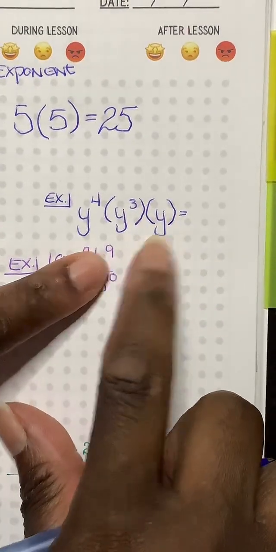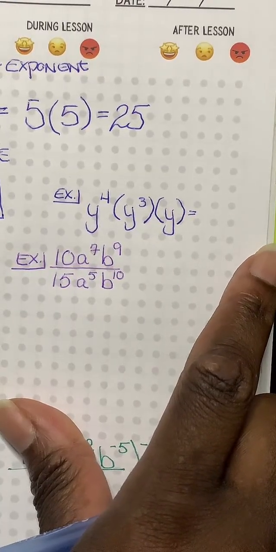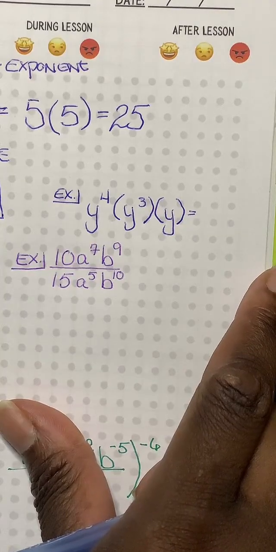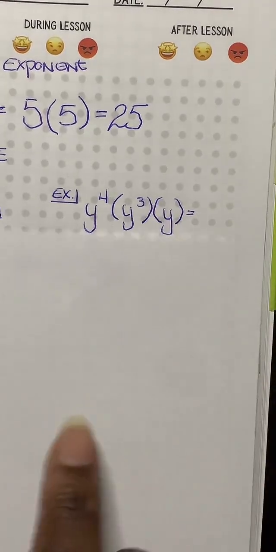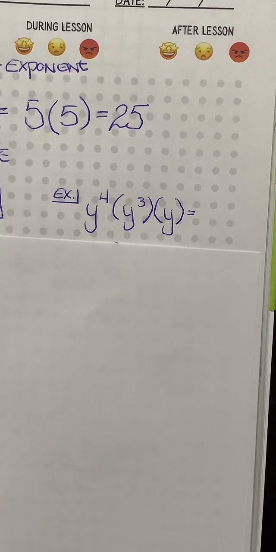So now, let's take a look at this one. So, y to the 4th times y to the 3rd times y. Let me do it this way so your eyes won't be like, there's so much stuff in front of me. Okay? All right, y to the 4th times y to the 3rd times y. Okay, what is my answer?